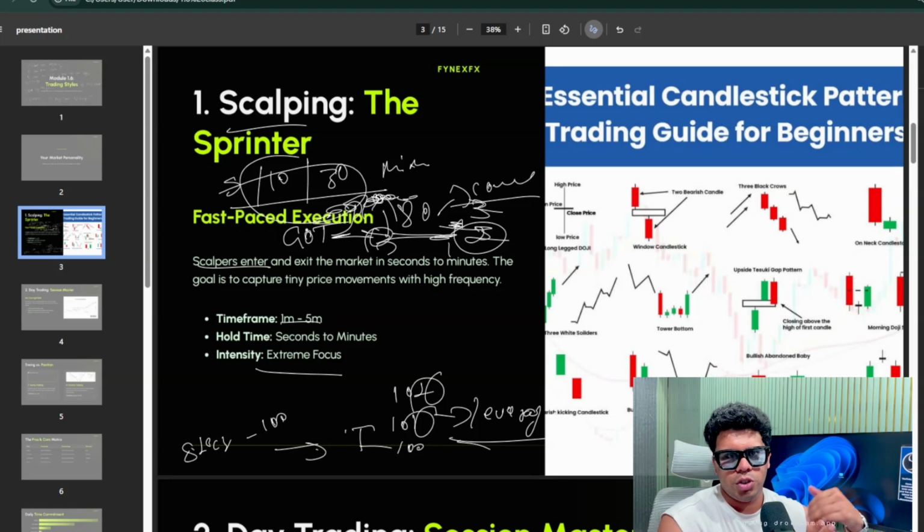Especially if you're a beginner trader. If you're an intermediate trader, you'll understand things like leverage, CFDs, and spreads that we discussed in previous classes, and how to choose the best broker. Anyway, we can continue here.